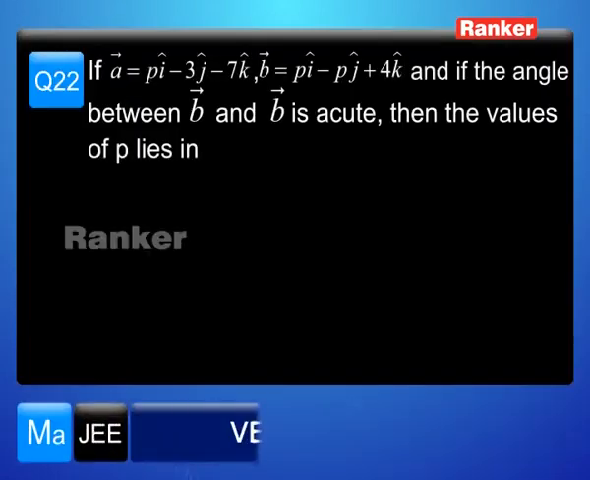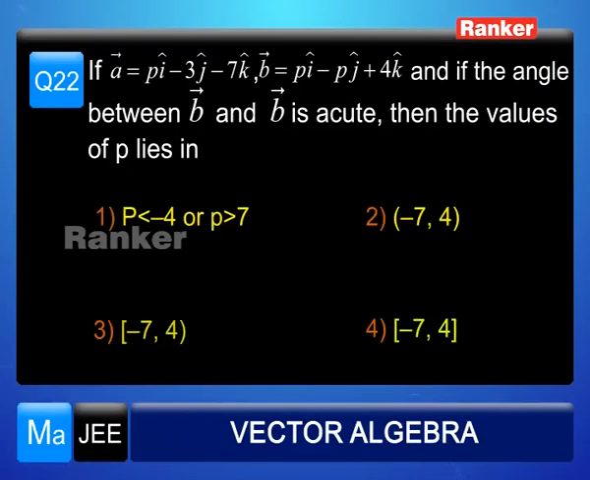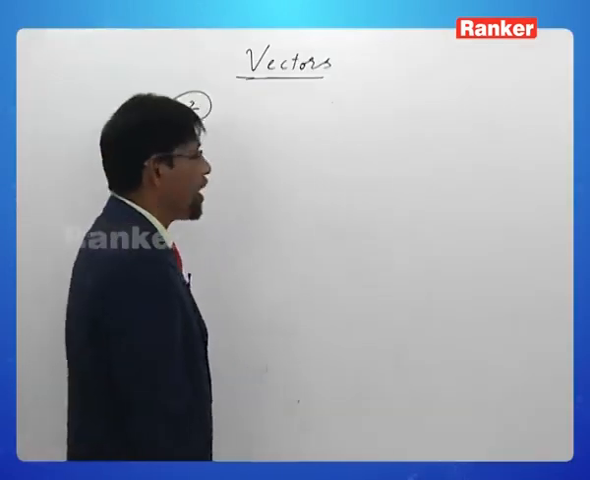If a bar is equal to i plus 3j minus 7k and b bar is equal to i minus pj plus 4k, and if the angle between a bar and b bar is acute, then the values of p lie in the range. First option, p less than minus 4 or p greater than 7. Second option, p lying between minus 7 and 4, open interval. Third option, p belongs to the closed interval minus 7 open 4. And fourth option, p belongs to the closed interval minus 7 comma 4. So let's have a look at this.